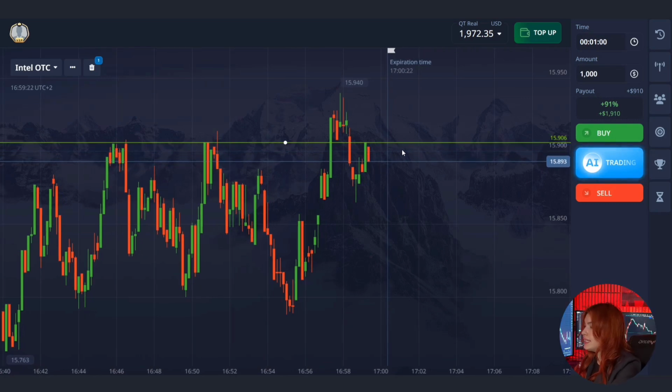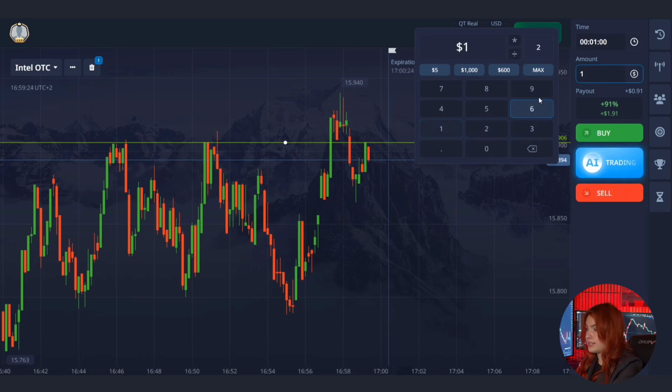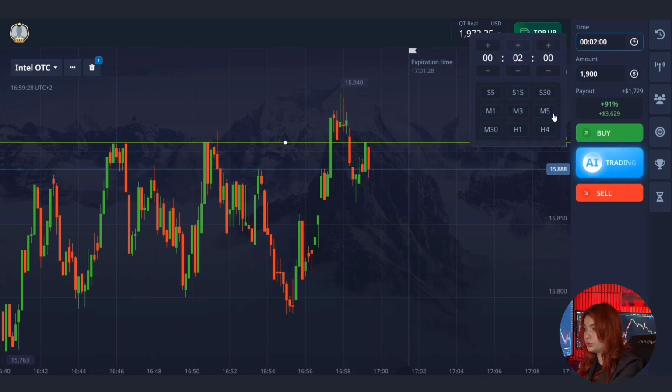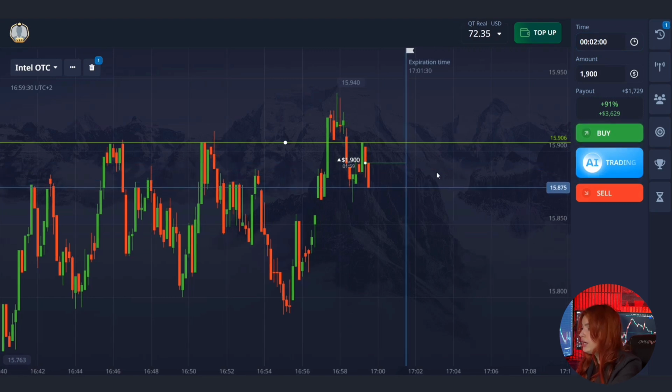So guys, we can see that after the downward pullback, the price has reversed and is approaching our level again. In this situation, I suggest opening a deal for 2 minutes to buy. For sure, the price will continue to move up. It is also quite possible that this level will still be fully broken through, and it is on this upward movement that we will try to make money.